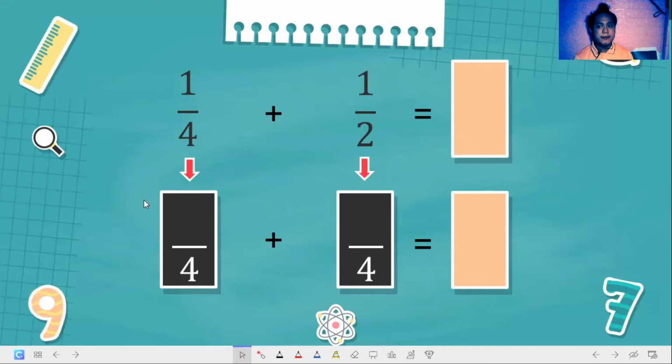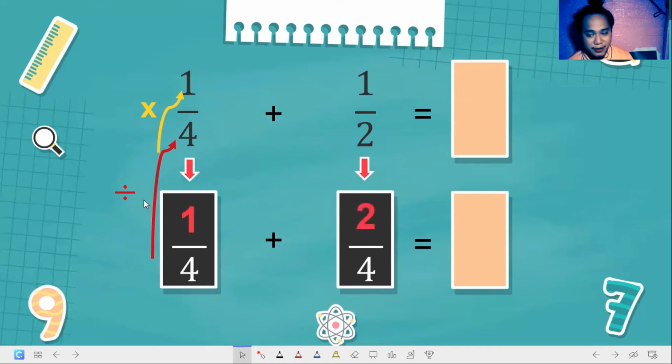So here are the steps. First, you have to divide the LCD by the original denominator. Then after that, the result will be multiplied by the numerator. So for instance, if we do the steps, what will happen? 4 divided by 4 is 1, multiplied by 1 is 1. How about this second one? 4 divided by 2 is 2, multiplied by 1 is 2.